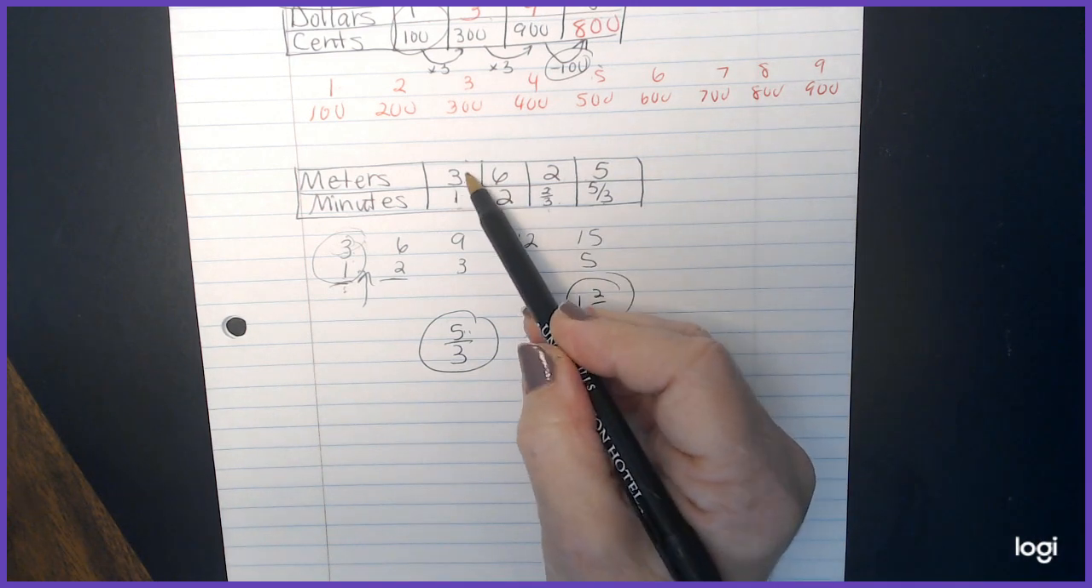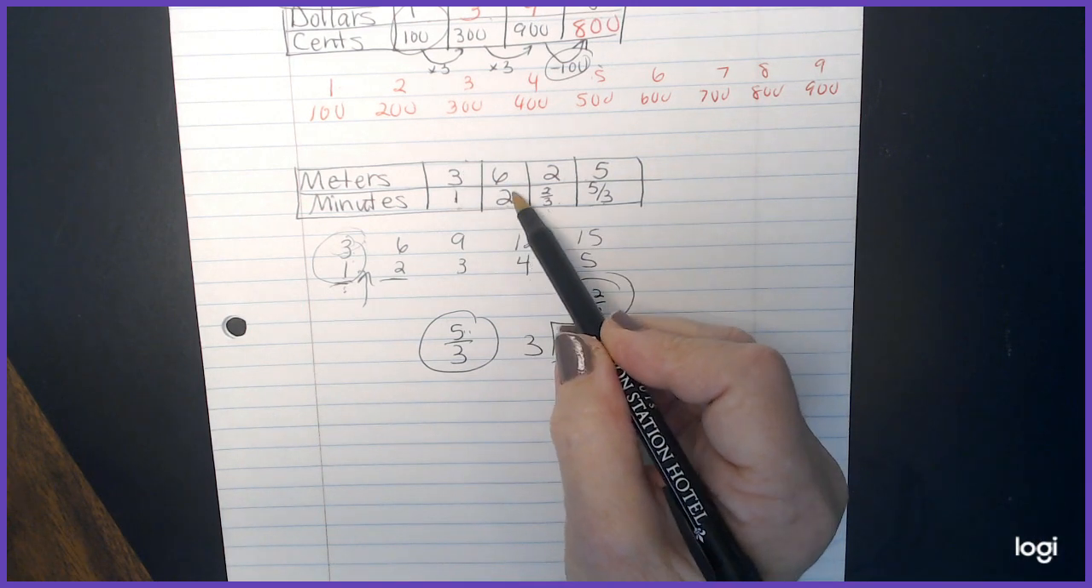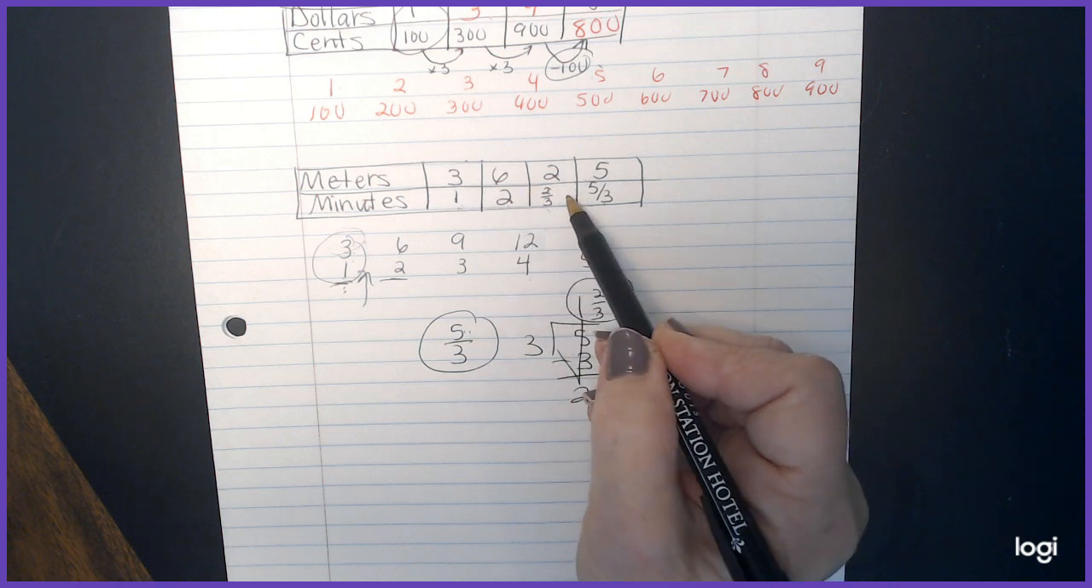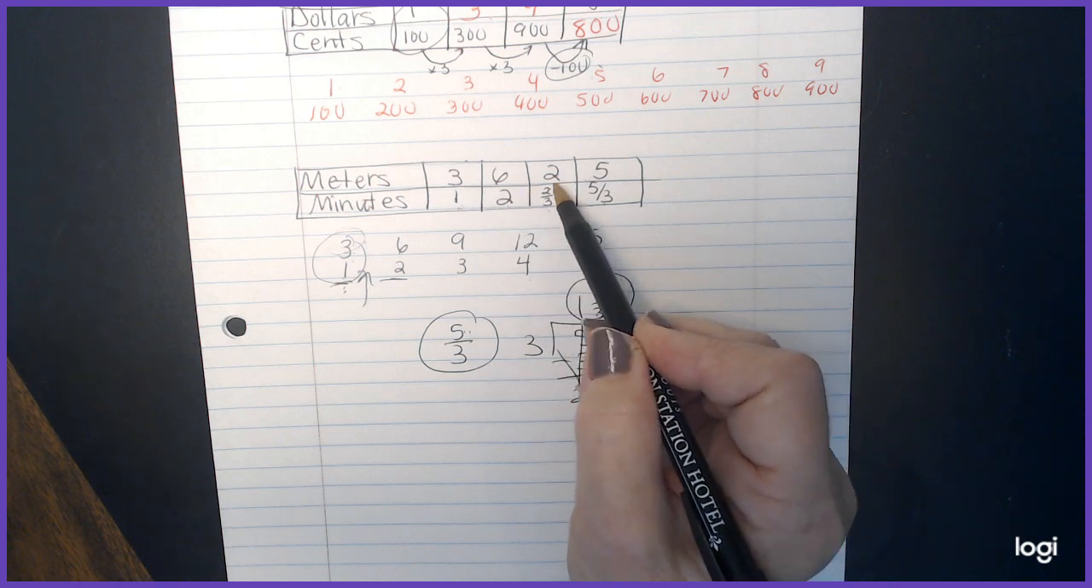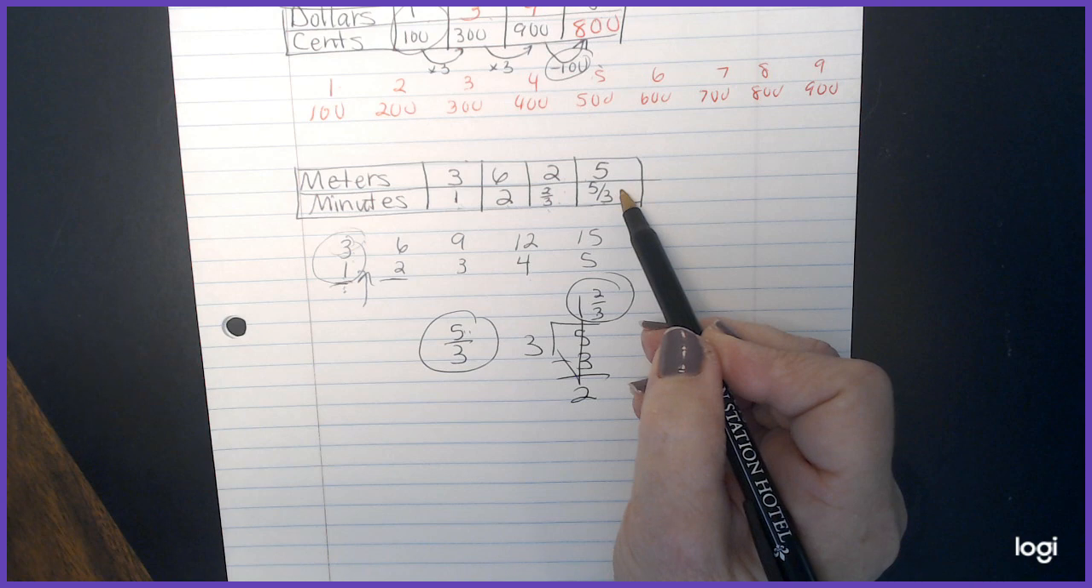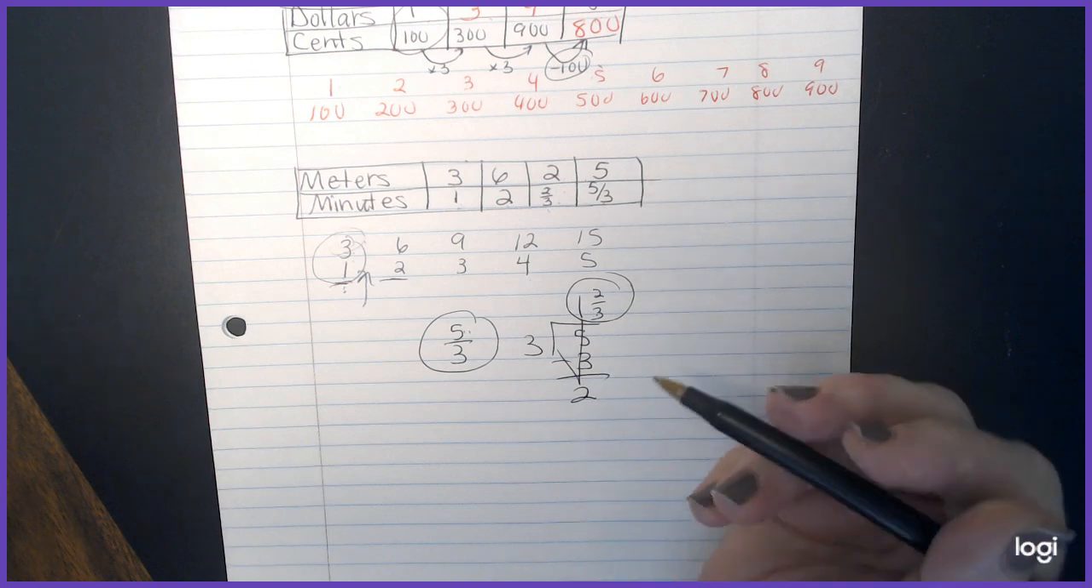So in 1 minute, I can go 3 meters. In 2 minutes, I can go 6 meters. In 2/3 of a minute, I can go 2 meters. And in 5/3 of a minute, I can go 5 meters.